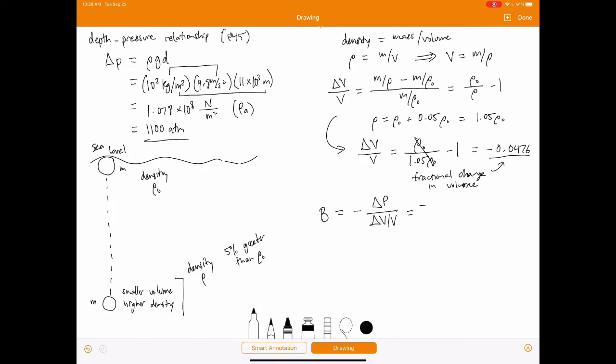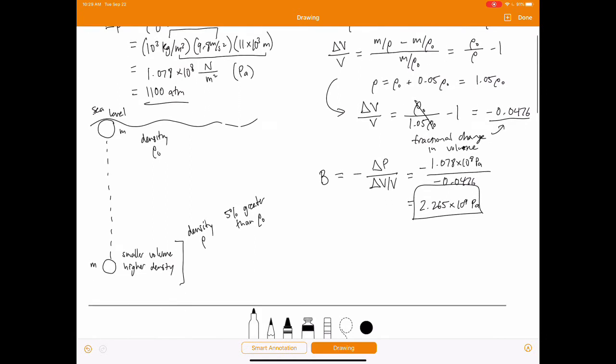So we have minus 1.078 × 10^8 pascals on top for delta P. And then we have minus 0.0476 for delta V over V, which works out to 2.265 × 10^9 pascals. So that's the bulk modulus of water that we've estimated. And that's just an estimate based on some data we have about the Marianas Trench. It's pretty close to the actual value, but we've actually overestimated slightly.